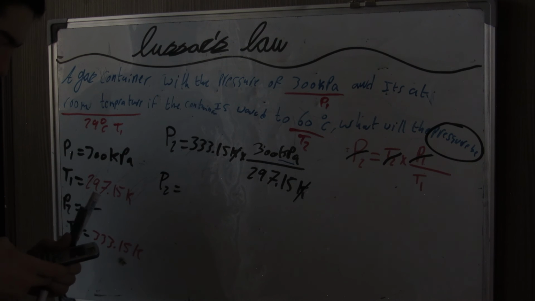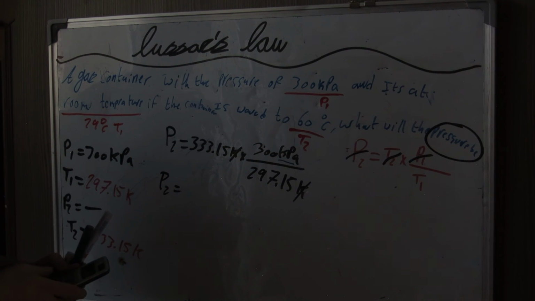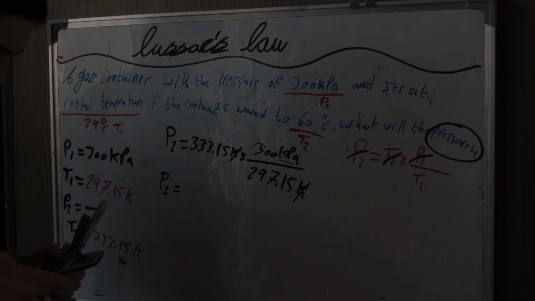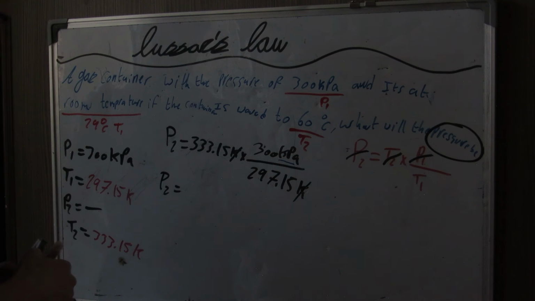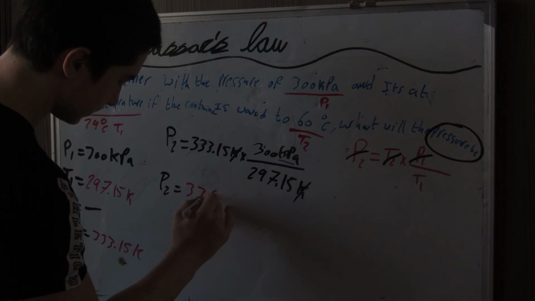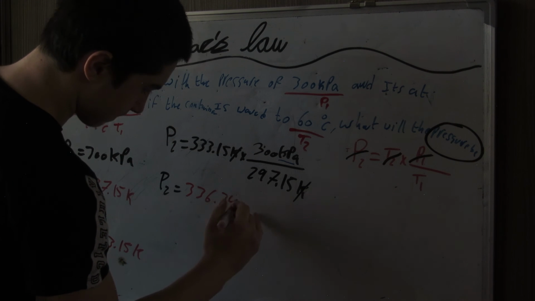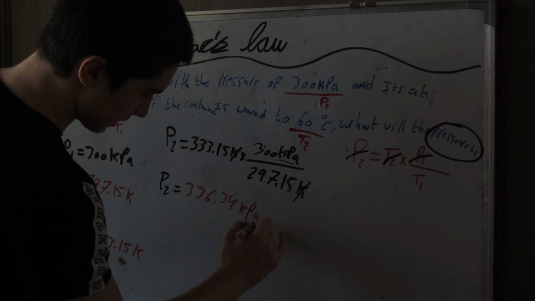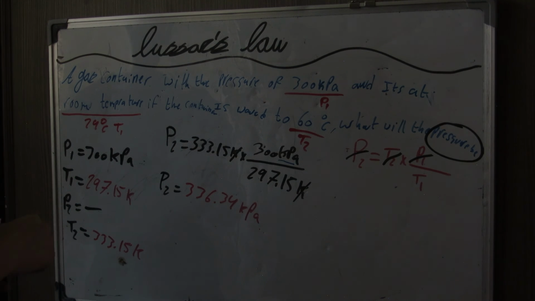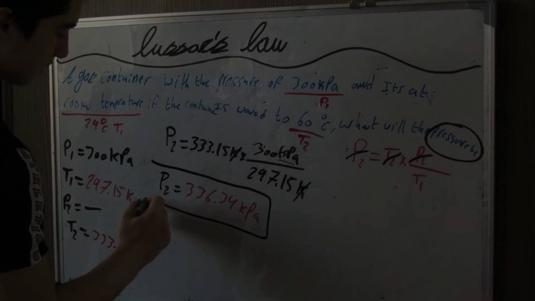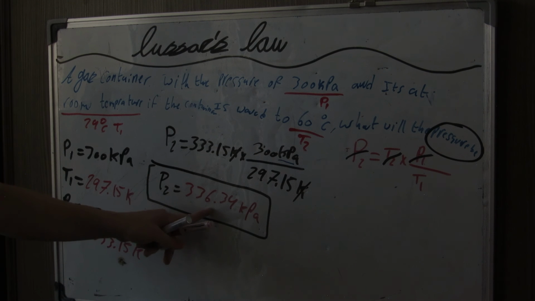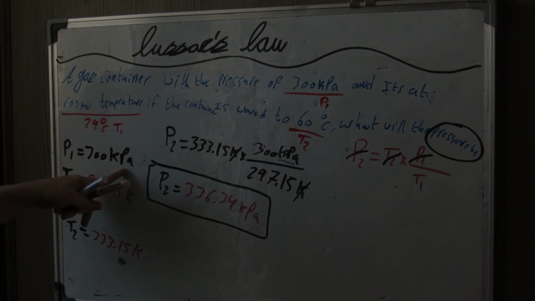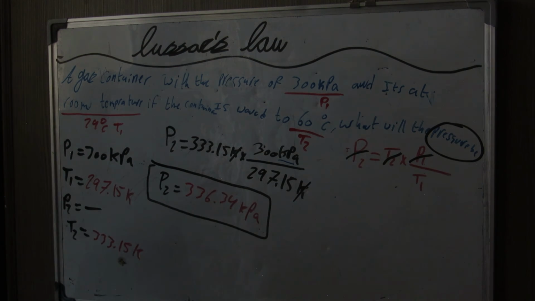So we write P2 equals, and we start calculating. 333.15 multiplied by 300 divided by 297.15, and that will give us an answer of, as you guessed, 336.34. What's the unit? You're right, kilopascals. So we can see here that as we increase the temperature, the pressure increased, because we started at 300 kilopascals and we ended up with 336.34 kilopascals.